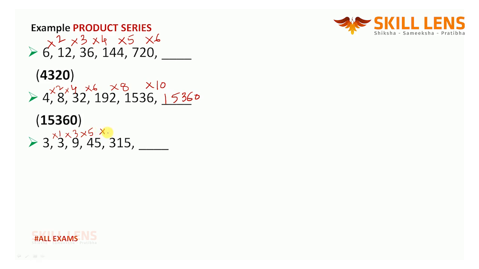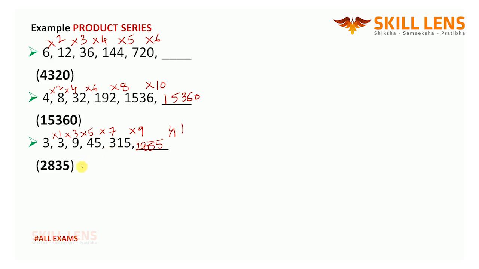So next you have to multiply with what? 7. Next you have to multiply with what? 9. So 315 into 9. So 9 5s are 45, 4 will carry, 9 1s are 9, 9 plus 4 is 13 and 1 will carry, 9 3s are 27 plus 1 is 28. So your answer will become 2835. So this is how you need to answer your questions.